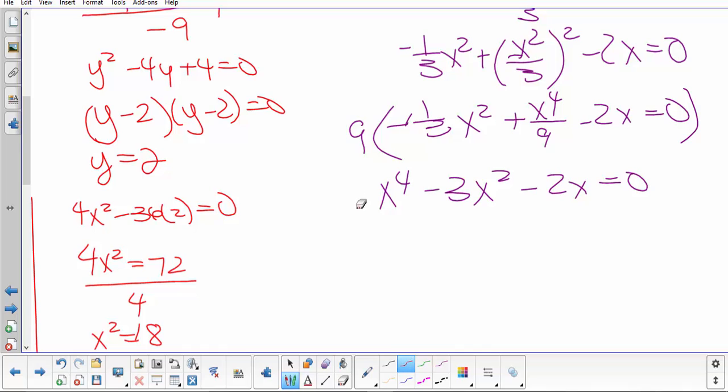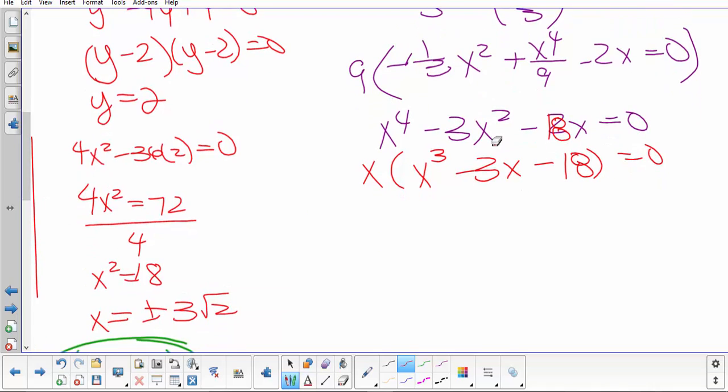I can factor out an x as a common term. I get x cubed minus 3x minus, I forgot to multiply that. That should be 18. And that's good. Okay. Minus 18 equals 0. This gets a little tricky because we know x equals 0, so there's one of our x values.